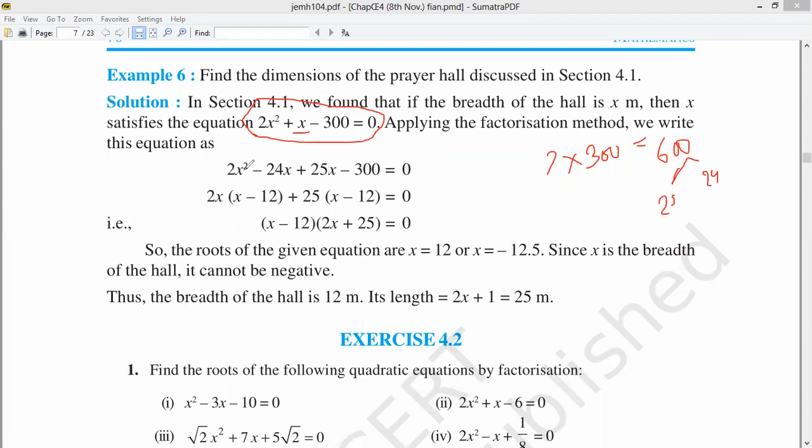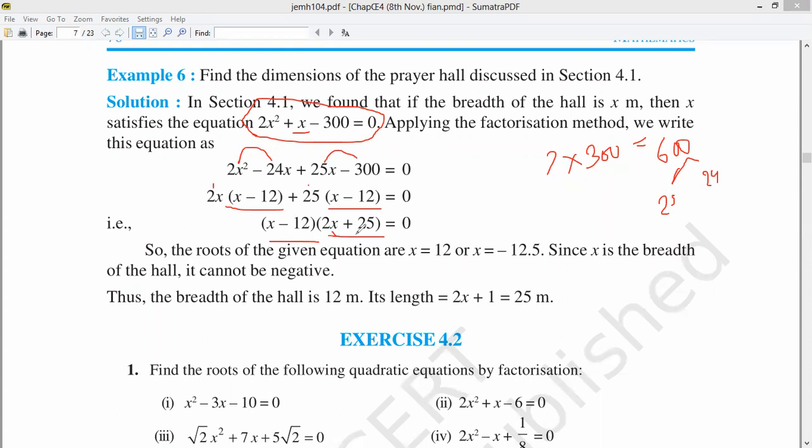So this becomes 2x square plus 25x minus 24x minus 300 is equal to 0. And when we take out 2x as common, the remaining value is x minus 12. And here when we take out 25 as common, the remaining value is x minus 12. Now when we take out x minus 12 as common, the value here is 2x and the remaining value is 25. So this is 2x plus 25 is equal to 0 now.